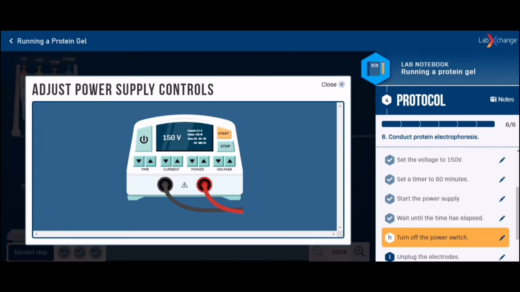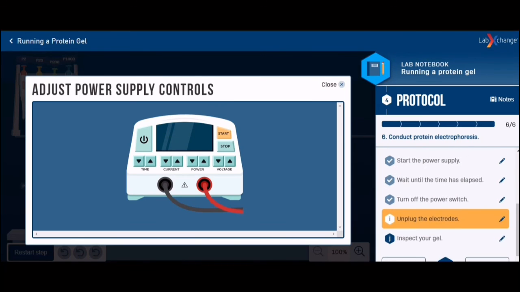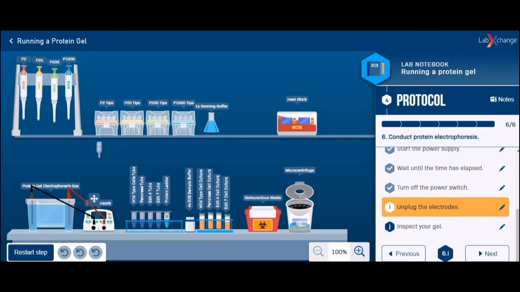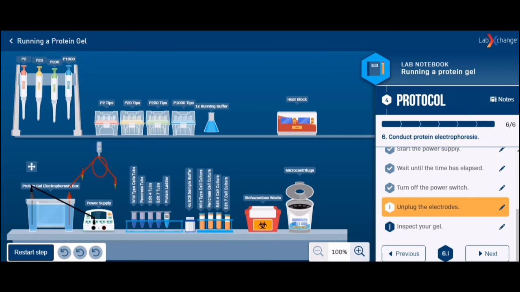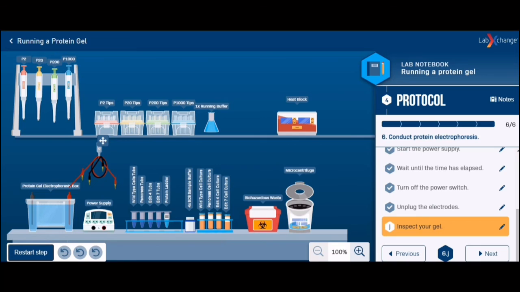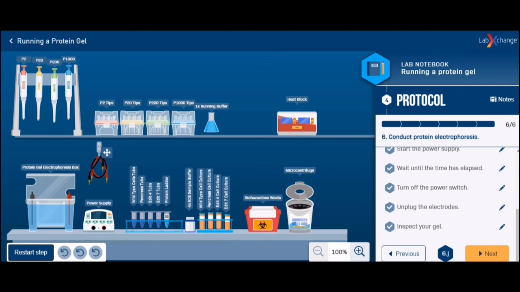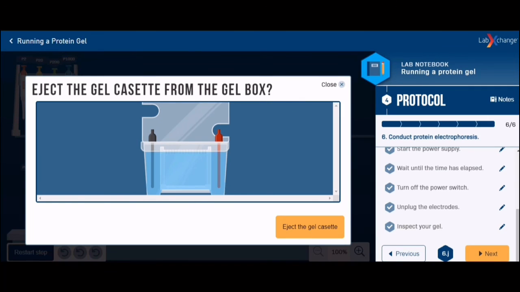After that, we will turn off the power switch and unplug all the electrodes. Put it back at its place. Make sure that our power supply is switched off. And we will inspect the gel. And we have done the protocol of the experiment. Thank you.